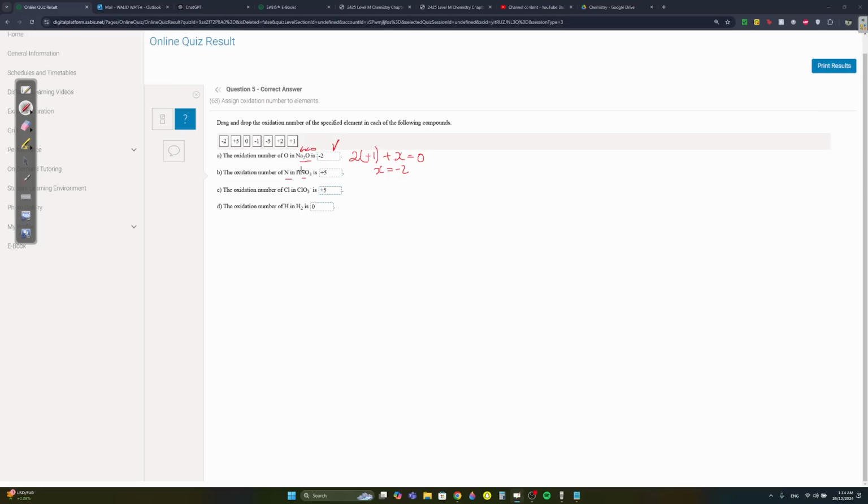N in HNO3. H is +1. N is X. And O is -2. So 3 times -2. How much is the total? 0. So you can get X is equal to 5, plus 5. Cl in ClO3 minus. Cl is X plus O3 minus. Yeah, see here Cl came before the O. O3 minus, so 3 times, how much is each O? -2. Equal to the total charge. Now it's -1, right? So you're going to get X is equal to plus 5.